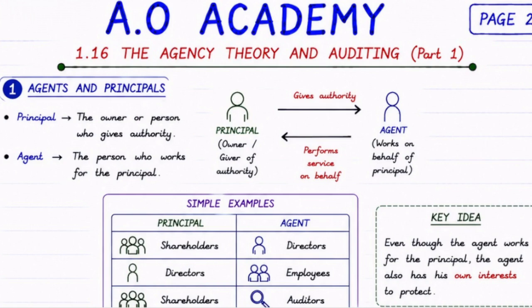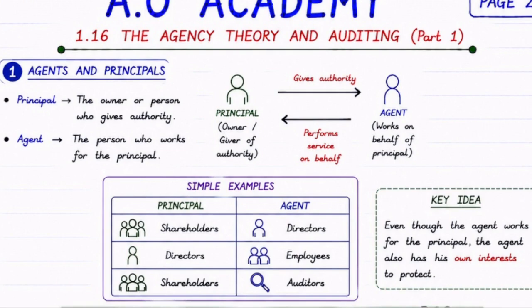slide 5, which is the agency theory and auditing. This is part 1 of it. So, agents and principal. We need to understand that in agency theory, we have agent and we have principal. You have done this in business law, the law of agency. So there's a principal, which means the owner or a person who gives authority. That's what principal means. And there is agent, the person who works for the principal. That's the agent.